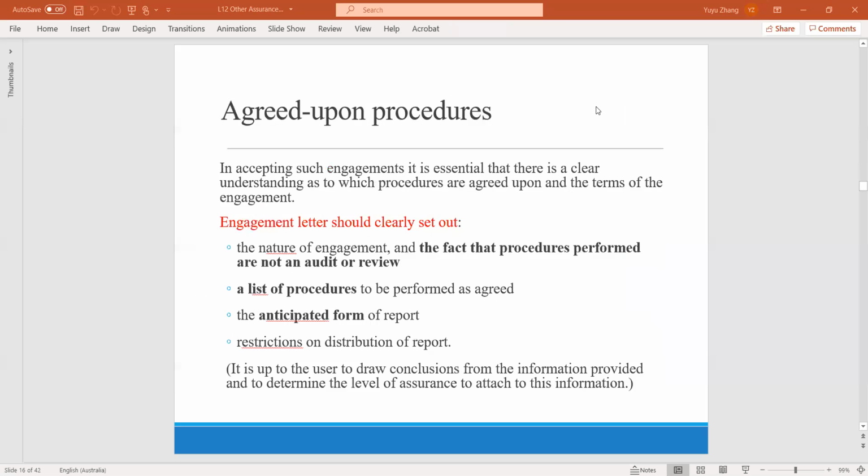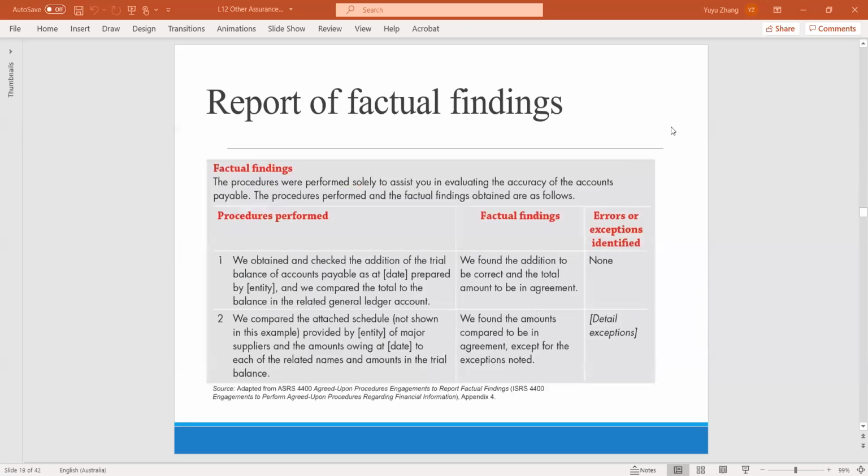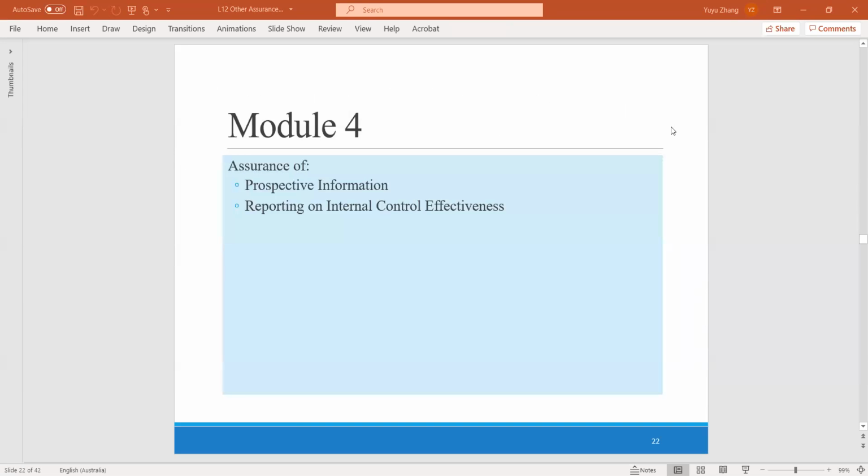Okay. For details of these agreed-upon procedures, you can follow up with the following slides. Okay, module 4: prospective information assurance and also assurance over internal control effectiveness.